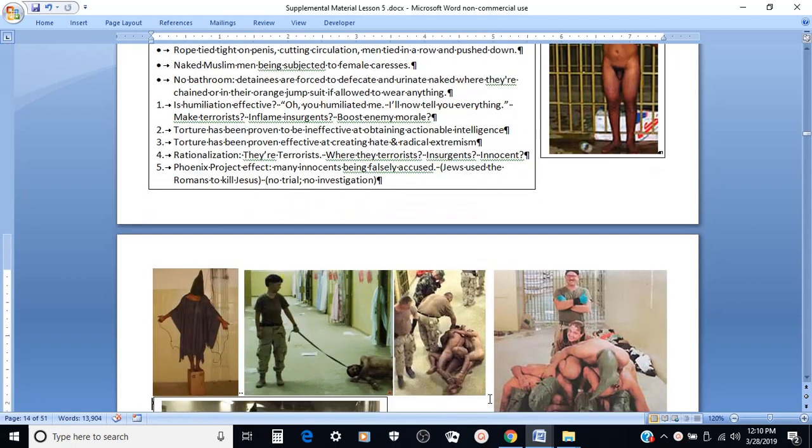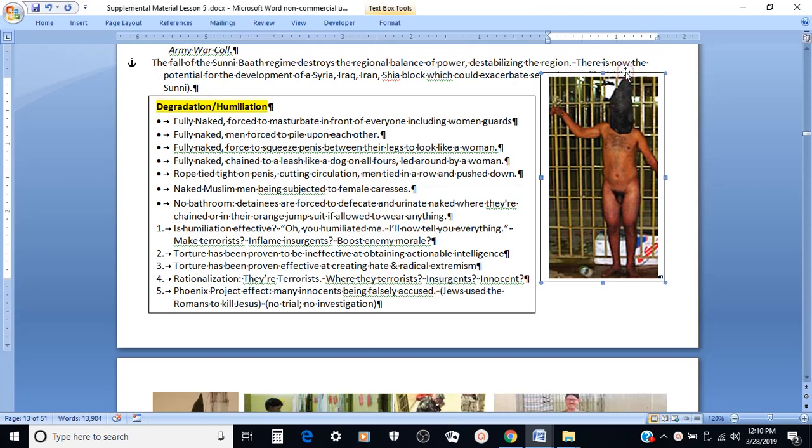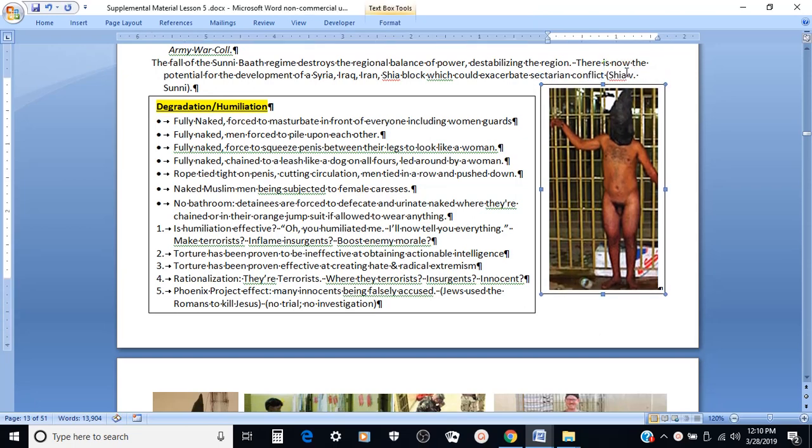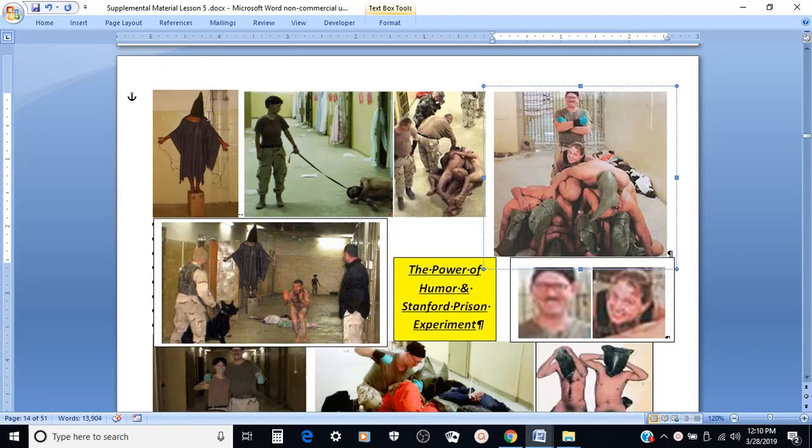Now, the first thing you got to ask is, is humiliating a person a good way of getting intelligence? Is that a good way of getting them to talk and reveal things, right? Or is that going to get them to shut up and be determined not to tell you jack? All right, so here's some examples of degradation and humiliation. I'll show you some pictures quickly.